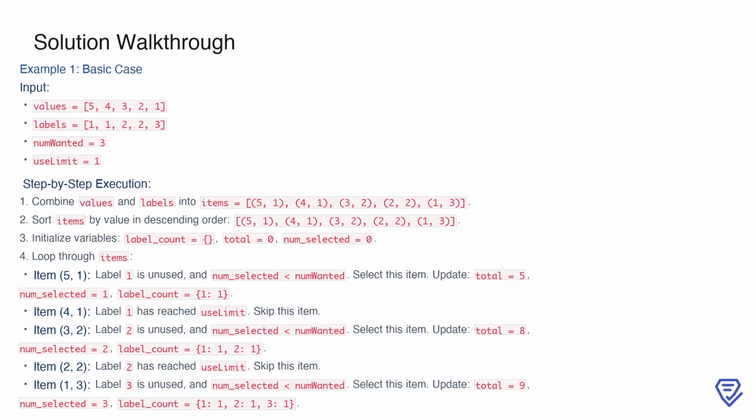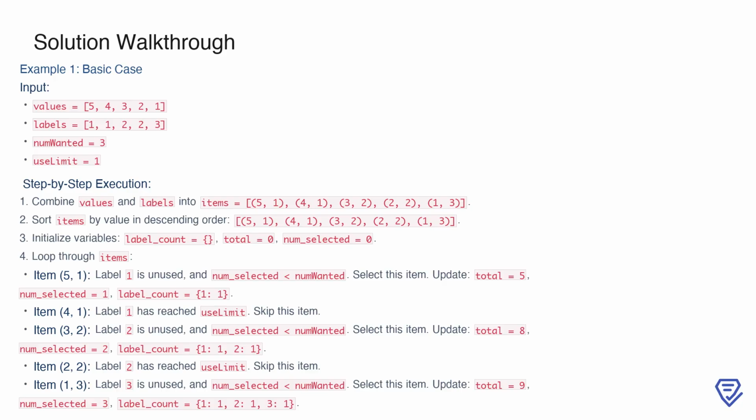To solve this problem, we start by pairing each value with its corresponding label, which gives us the list of items (5, 1), (4, 1), (3, 2), (2, 2), (1, 3). These items are then sorted by value in descending order, which in this case doesn't change their order. We initialize three variables: label_count, to track how many times each label has been used; total, to track the sum of selected values; and number_selected, to count how many items we've picked so far.